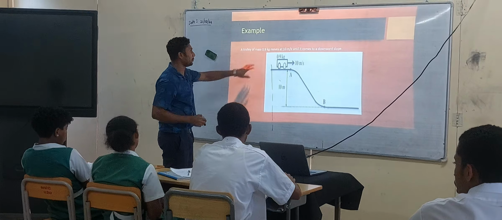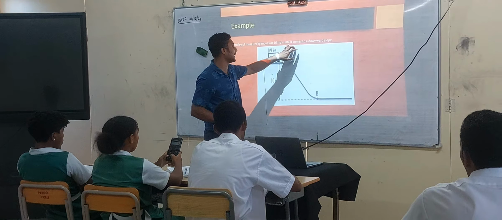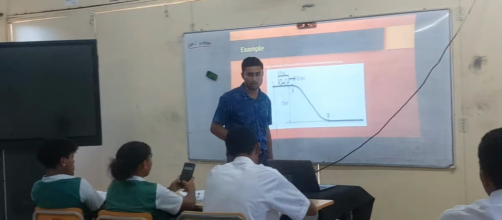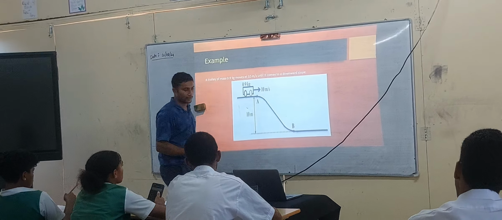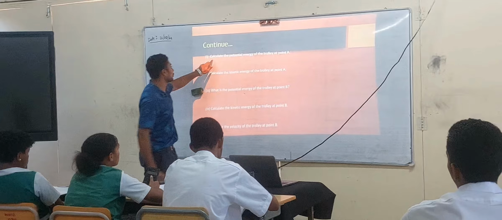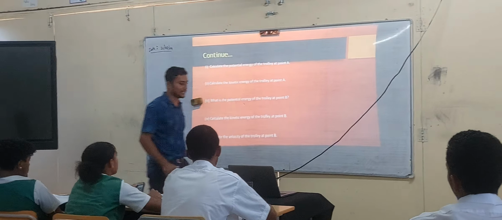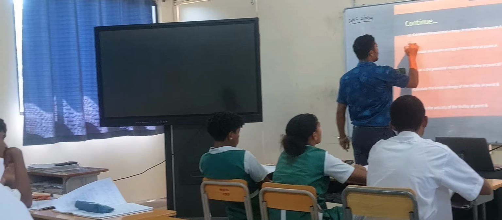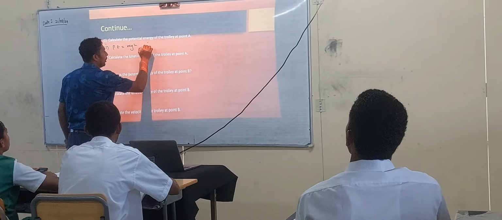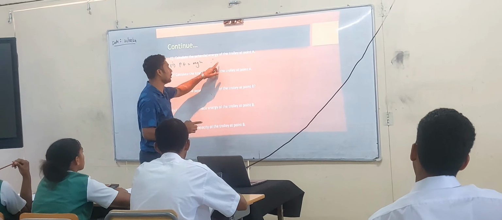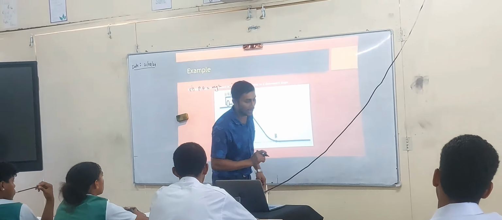A trolley of mass 0.9 kg moves at 10 meters per second until it comes to a downward slope. So that means this trolley is moving. It's not at a stationary position at point A. It's moving at the moment with a speed of 10 meters per second. Our task is to calculate the potential energy of the trolley at point A. So what is the formula? mgh. Beside it, first note down whatever information you know from the diagram.